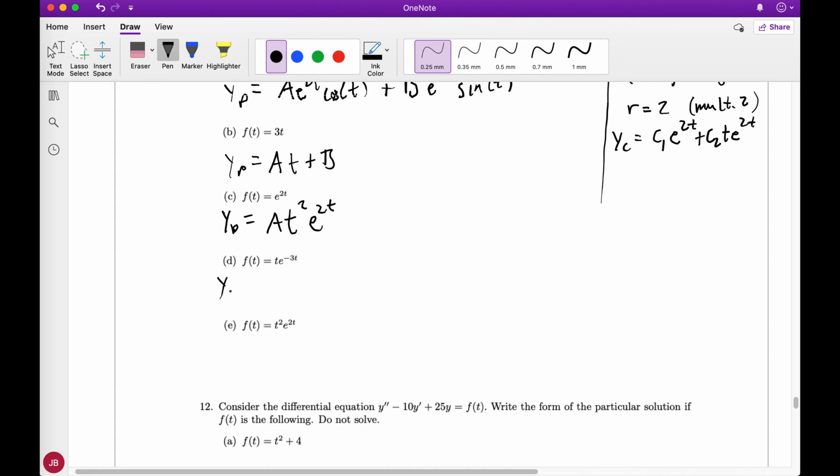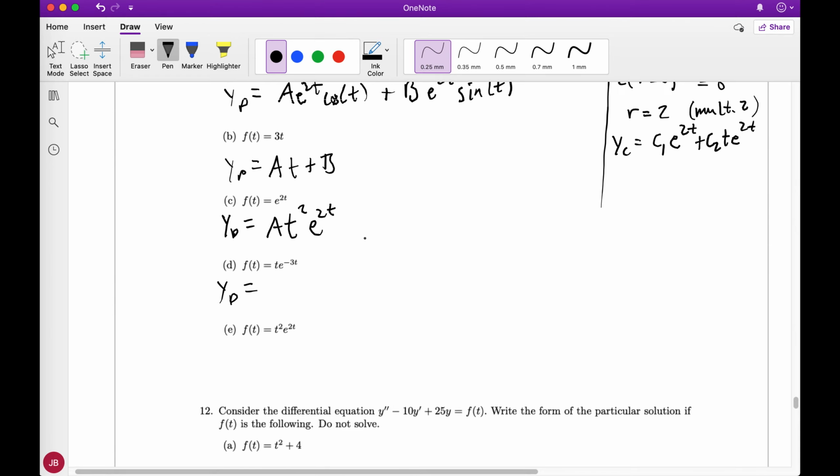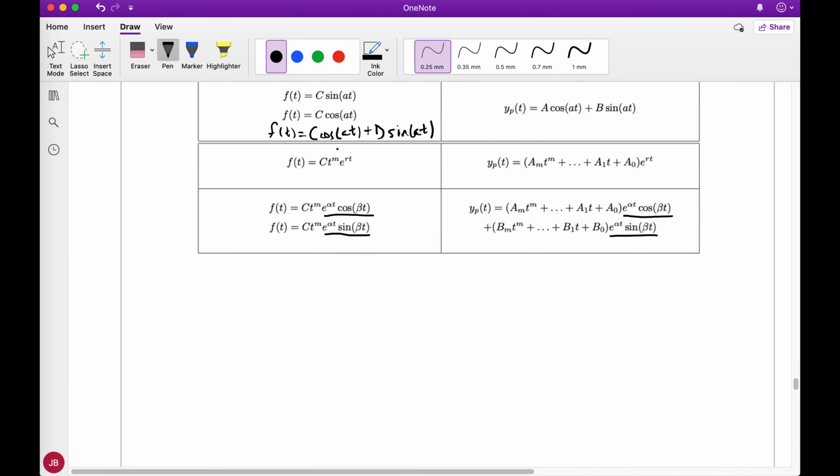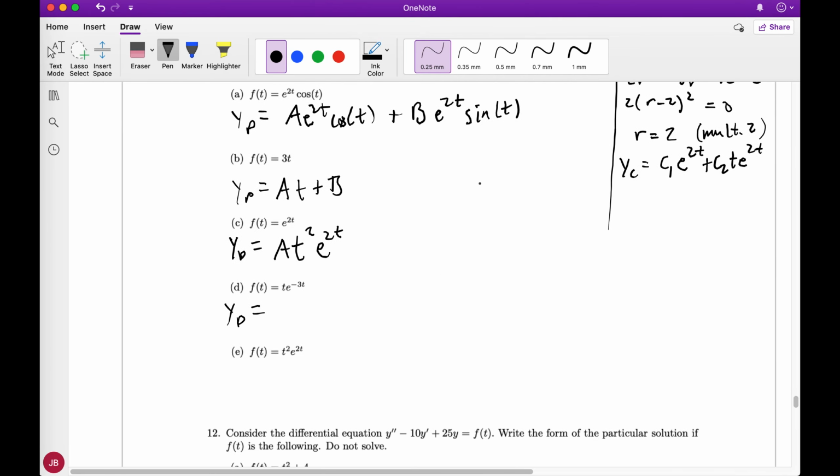All right, with the right-hand side f of t equals t e to the minus 3t, let's go back up to the chart. We have something like this. You'll notice that this is a degree 1 polynomial t in the problem below. So we're going to have a degree 1 polynomial in parentheses times e to the minus 3t. So we're going to have (at plus b) e to the minus 3t. And now you ask, is this represented in my complementary? Well, this is an e to the minus 3t, so no.